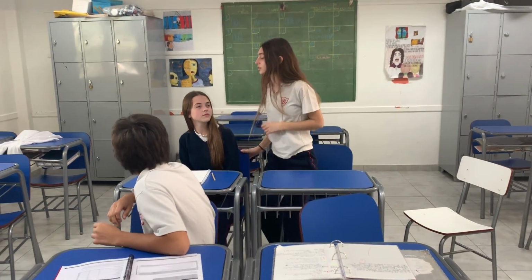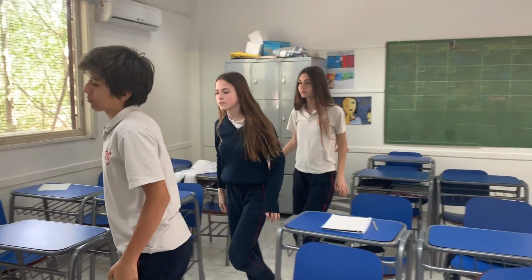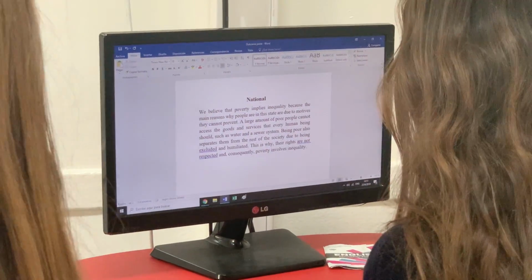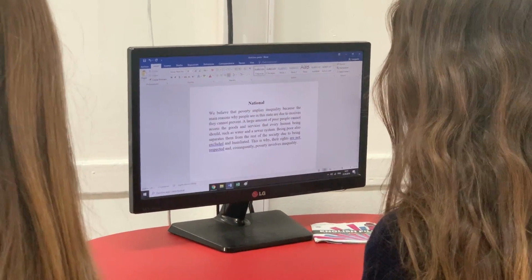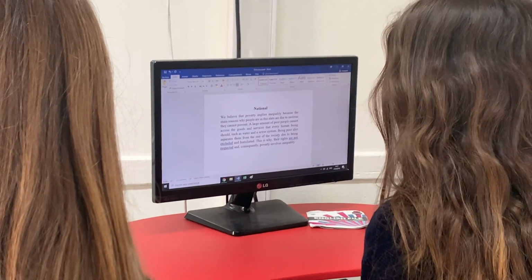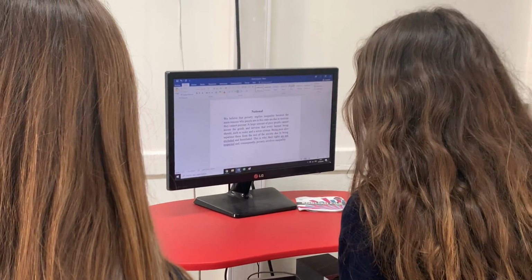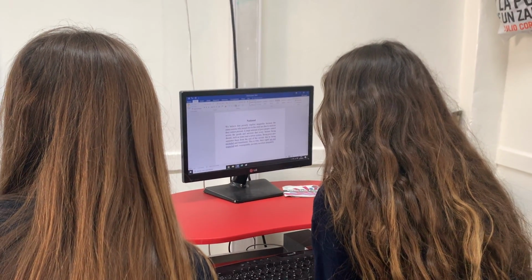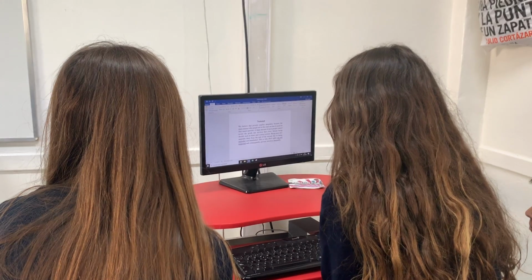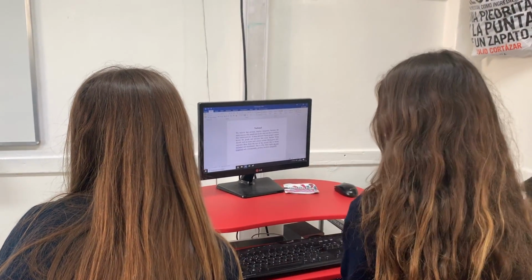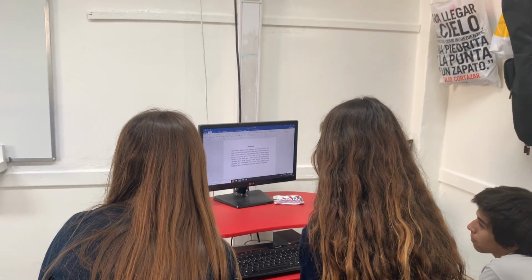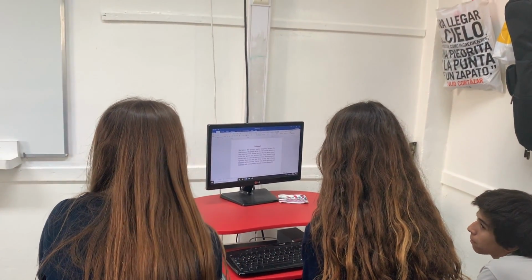Let's write down the conclusion. Good idea. A few moments later. Shall we read it? Yeah. We believe that poverty implies inequality because the main reasons why people are in these states are due to motives they cannot prevent. A large amount of poor people cannot access the goods and services that every human being should, such as water and a sewer system. Being poor also separates them from the rest of society due to being excluded and humiliated. This is why their rights are not respected and consequently poverty implies inequality.